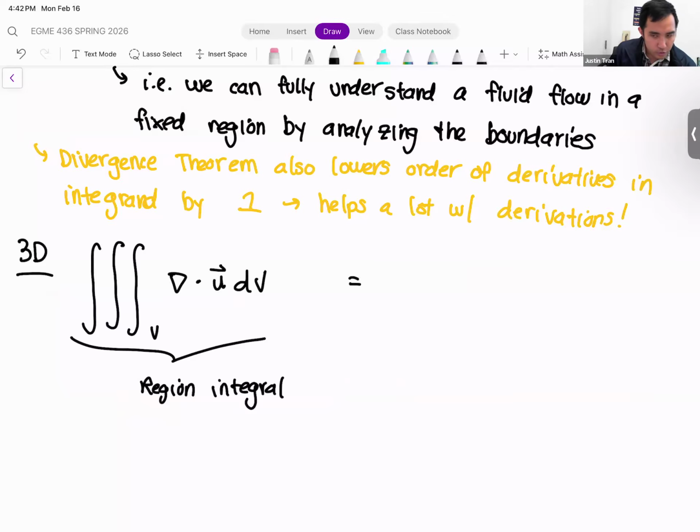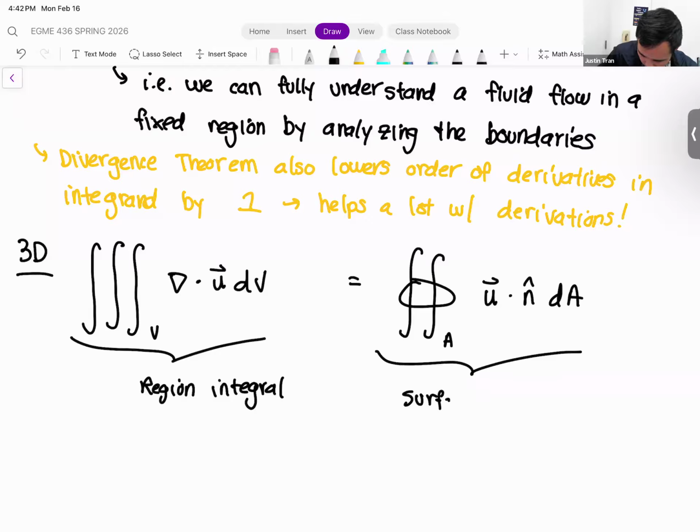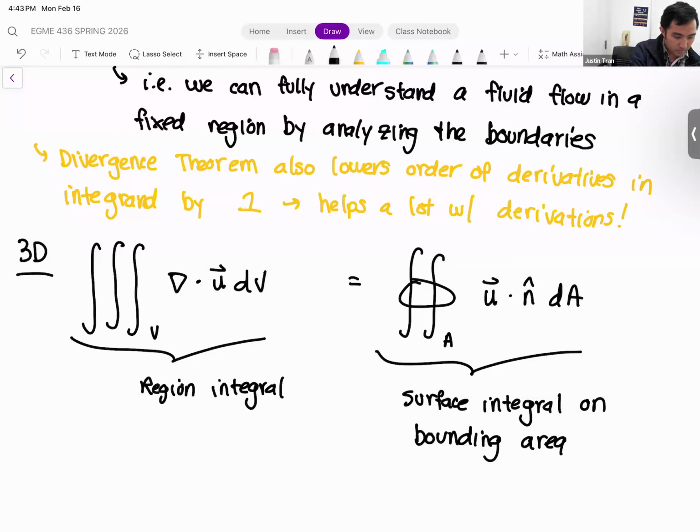Right? And this gets converted into a boundary integral. So now the boundary of a three-dimensional space is a surface, right? And so instead we have a surface integral over the bounding area. All right, so we go from a triple integral on a volume to a surface integral on just the bounding area. Okay, but again, we won't really do anything with that. That's just for your own trivia. Okay. All right, so that's divergence theorem.